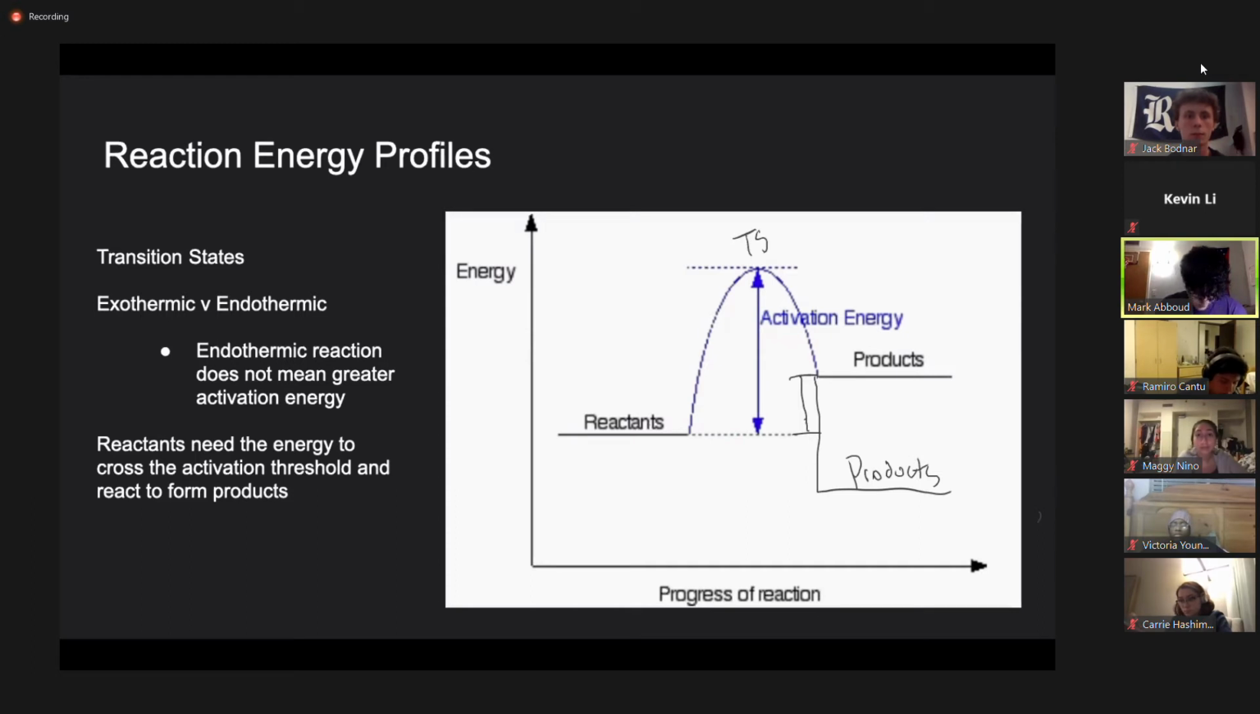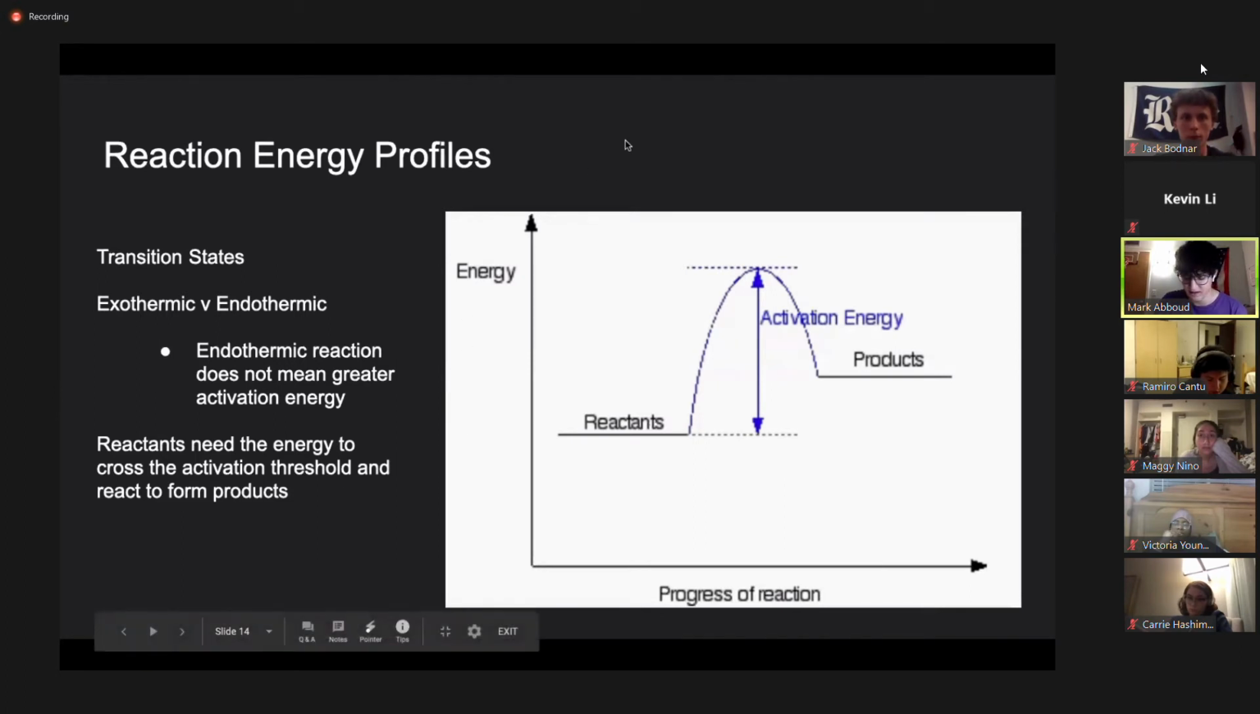Reactants need the energy to cross the activation threshold and react to form the product. So in order to get over the hump, the reactants must have the threshold energy in order to react. And if you remember that shifty change of the Maxwell-Boltzmann distribution being lined up against a reaction energy profile, it really helps understand the process. If you don't remember that, I would go back and watch it. I do not have the same graphic design skills as they do, so I did not recreate it here.